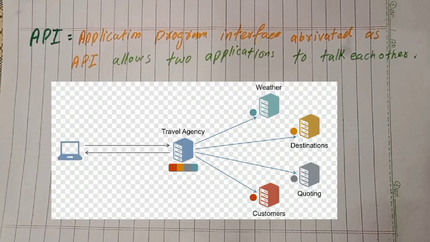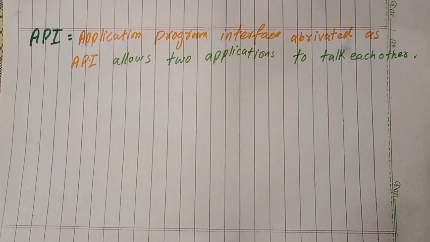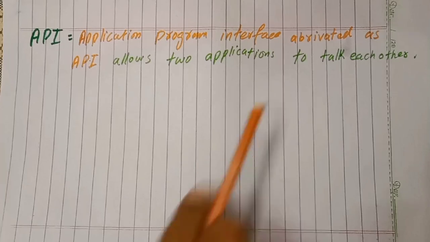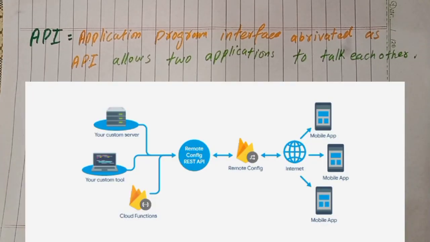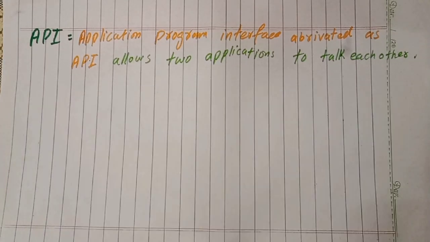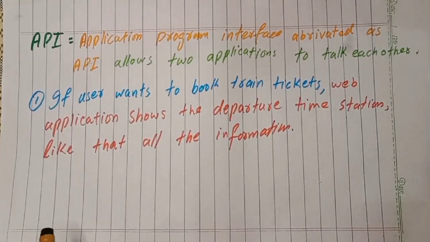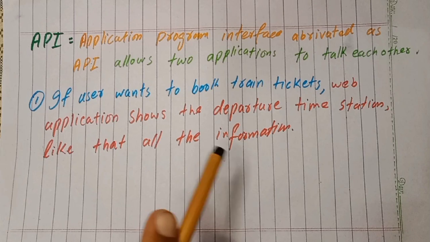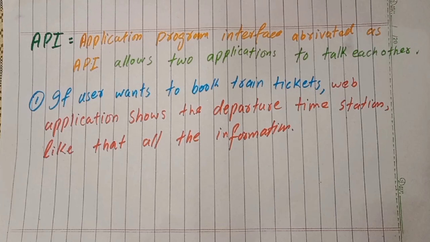First point is API. API, Application Program Interface, abbreviated as API, allows two applications to talk to each other. Let's look at an example to go through this topic. Number one: if a user wants to book train tickets, the web application shows the departure time, station, and all that information.